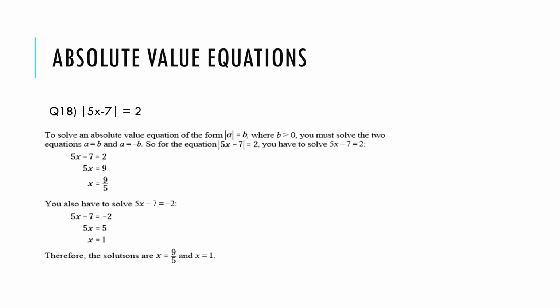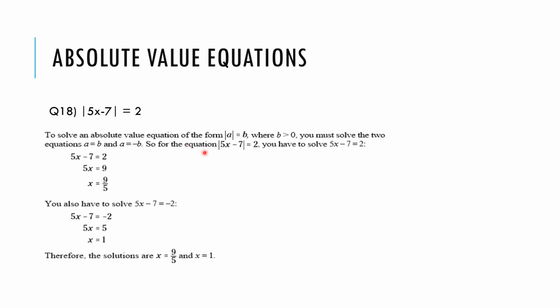Okay, now let's solve the absolute value equations. The absolute value of 5x minus 7 is equal to 2. To solve an absolute value equation of the form |a| is equal to b, where b is greater than 0, you must solve the two equations a is equal to b and a is equal to minus b.